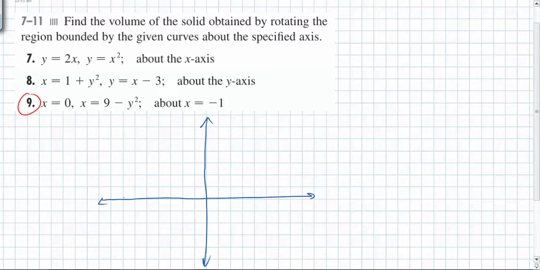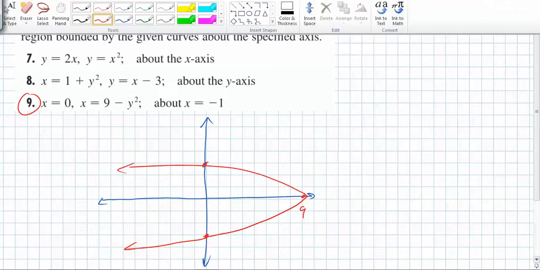Or negative 3. So you know the thing hits at 3 and negative 3. And when y is 0, what's x? 9. So I'm just going to not make this to scale, but you get the idea here. So this graph goes like that, correct? Basically like that. How'd I do? Did I do okay? It's not bad. And then it's bounded by the y-axis.